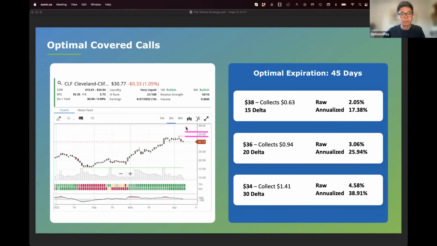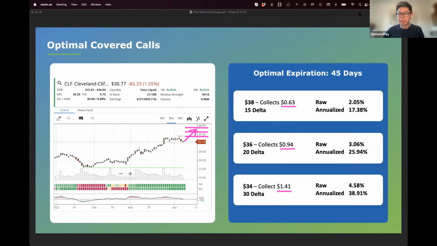So I'm going to mark these off on the chart itself as to how far the stock needs to rally over the next, let's say, 45 days before the stock is called away. Now, the 38s will collect 63 cents in income, the 36s will collect 94 cents in income, and the 34s will collect $1.41 in income.